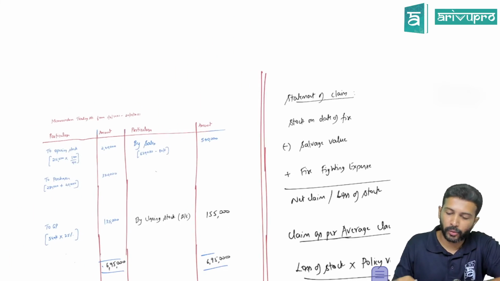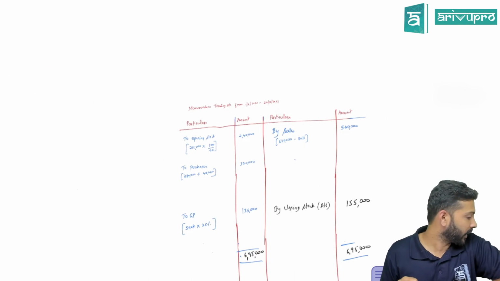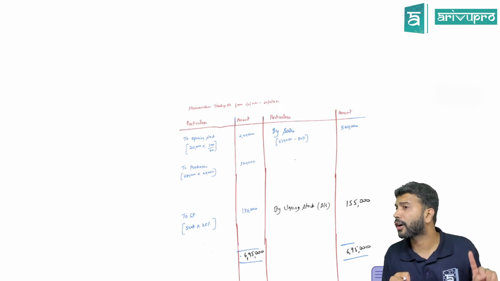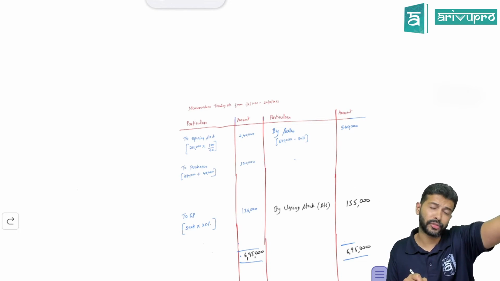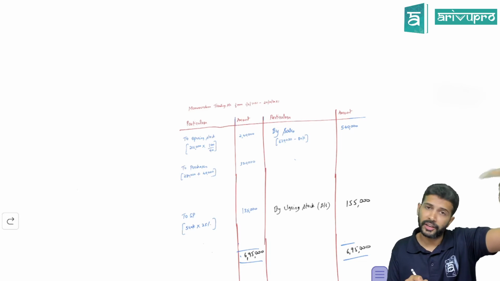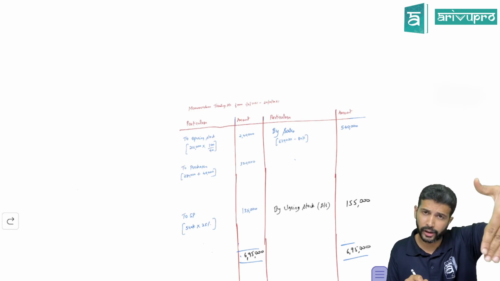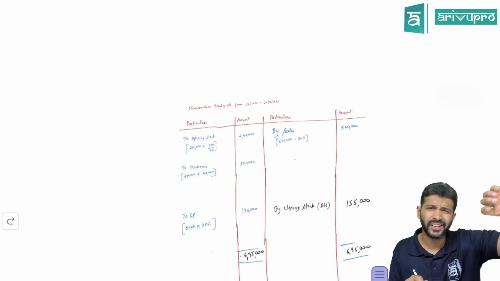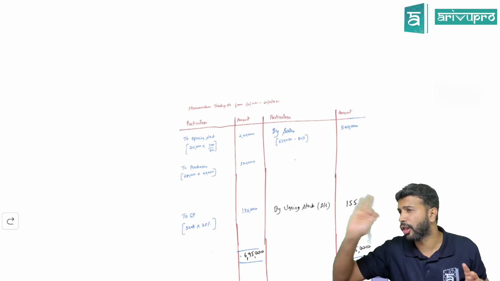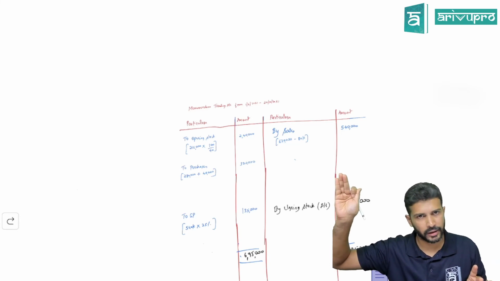Okay, tell me, what is the first thing I should start with? Let's see how well you're paying attention. First, we have to take stock on the date of fire. How much is that? 1,55,000. From that, what do you have to do? If there is any salvage value, reduce. If there is any firefighting expense, add. If you do that, you can call it net claim or you can call it loss of stock. Okay, can we find that out?